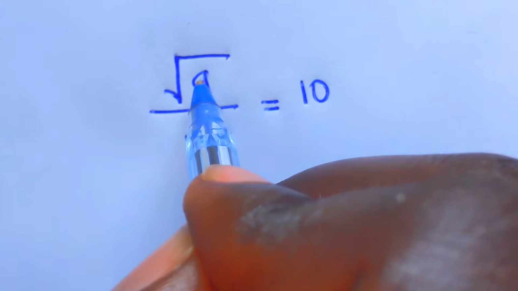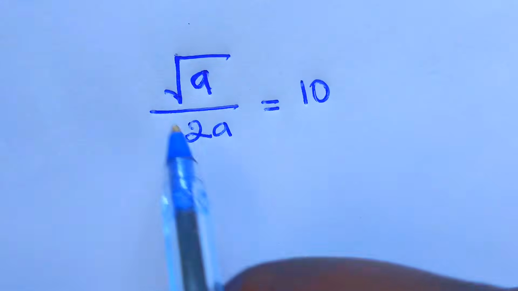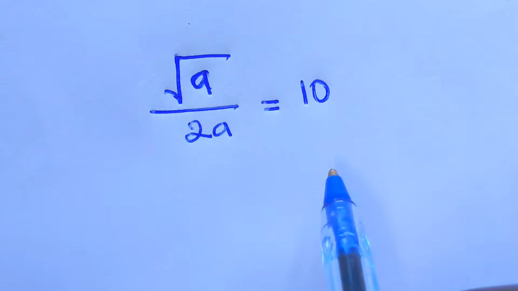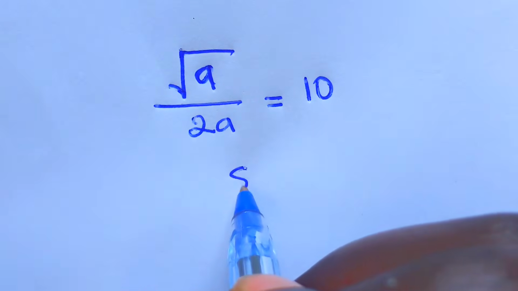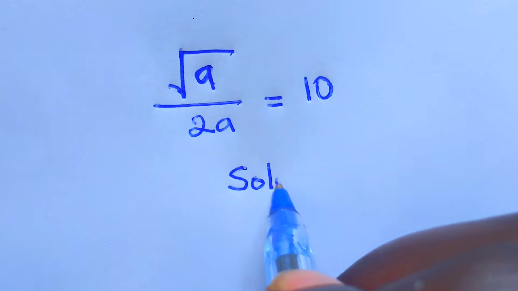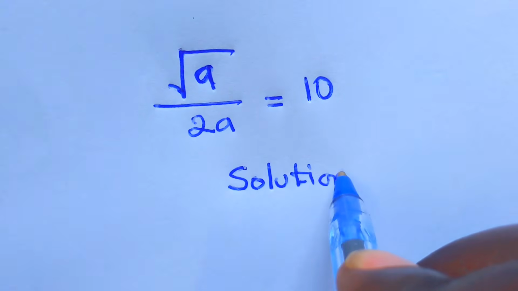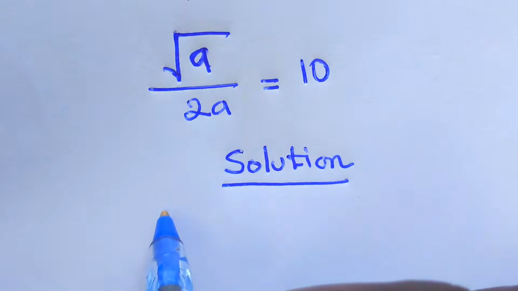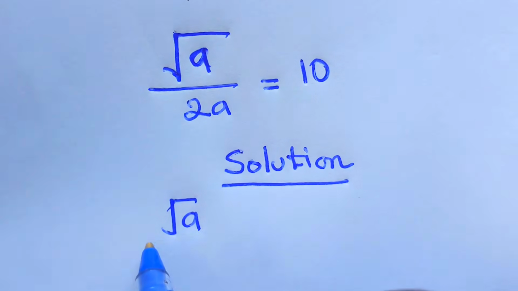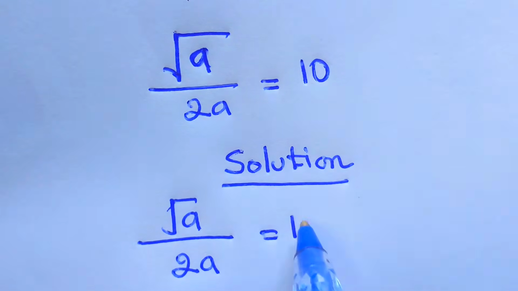Today's video we have been given this nice question: the square root of a over 2a equals 10, and we are supposed to find the value of a. Solution: first we copy what we have. We have the square root of a over 2a equal to 10.